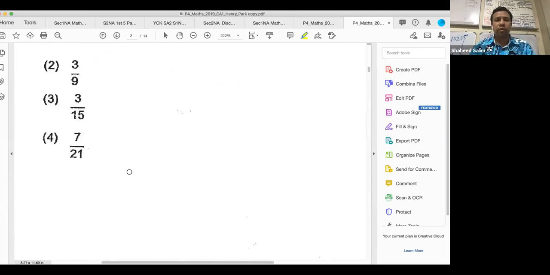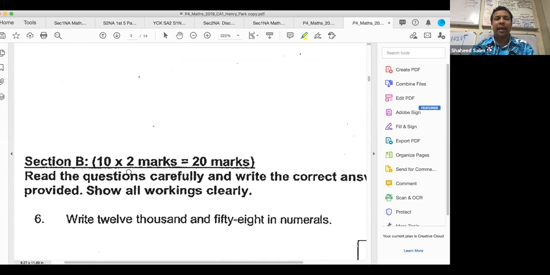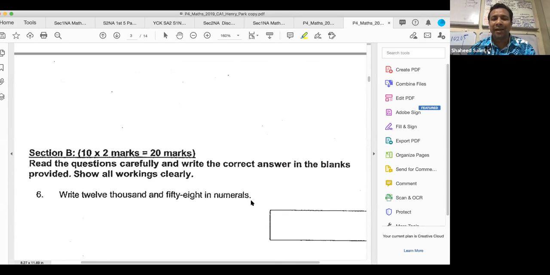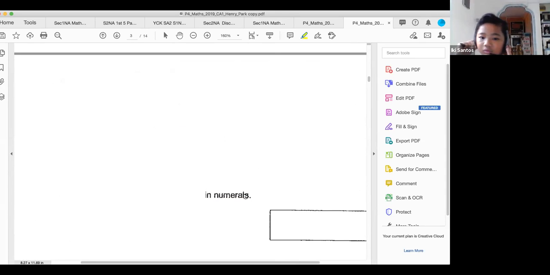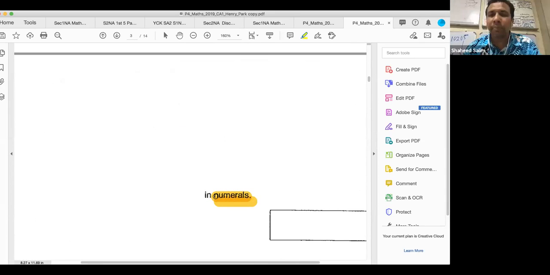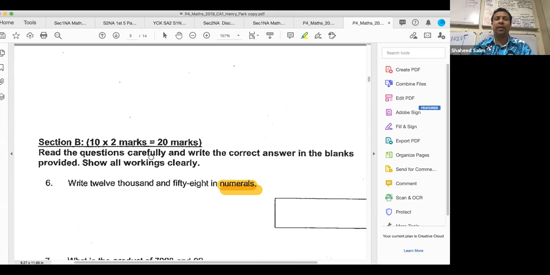Okay, here we go. Now, this one we don't do. We do the next one. What is numerals? What is numeral? A number. Number, yes. Can you write it down in number? So they want you to write this down in number. Can you write it down, please?